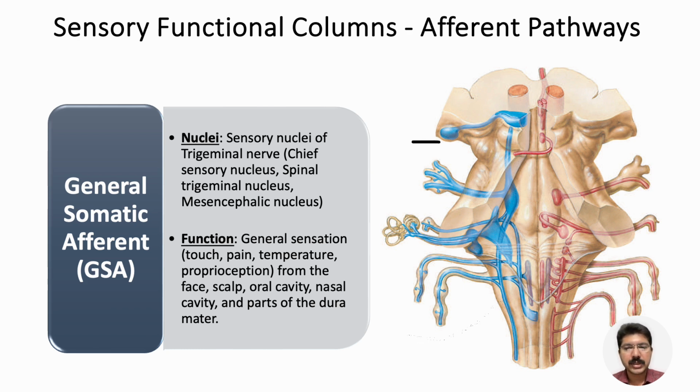And finally, the mesencephalic nucleus, which is unique in that it contains the cell bodies of primary sensory neurons and it deals with proprioception from the muscles of mastication, allowing you to sense the position of your jaw and force of your bite, as well as proprioception from the temporomandibular joint. These nuclei extend through different levels of the brainstem from the midbrain to the medulla, forming a continuous sensory column, which is clearly visible in this diagram.